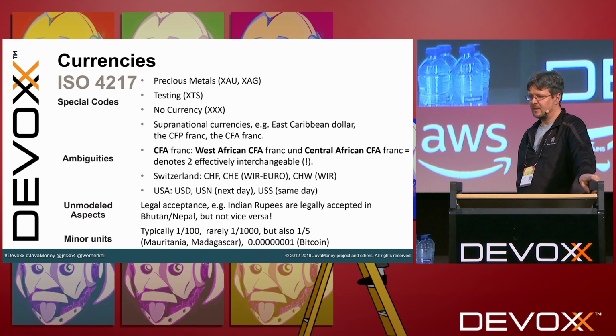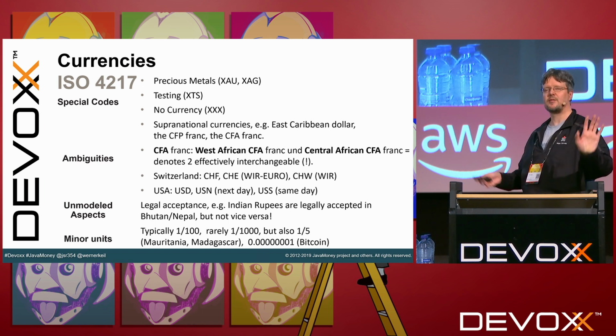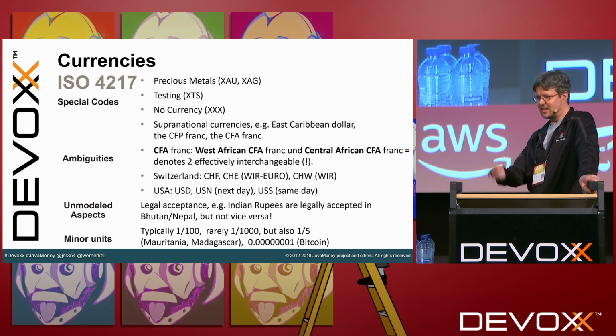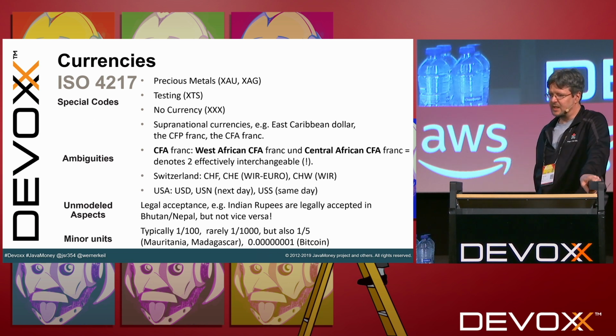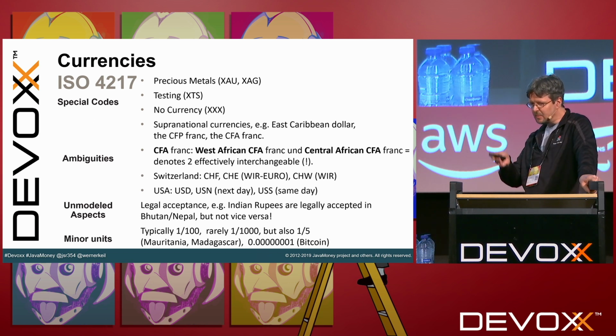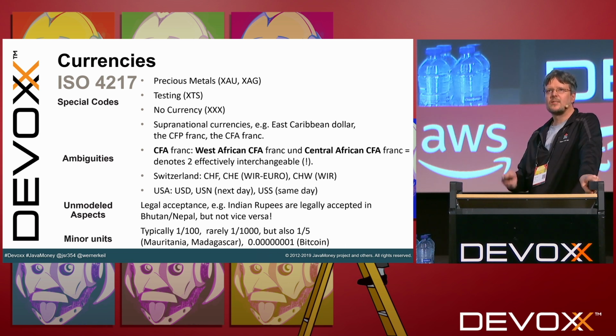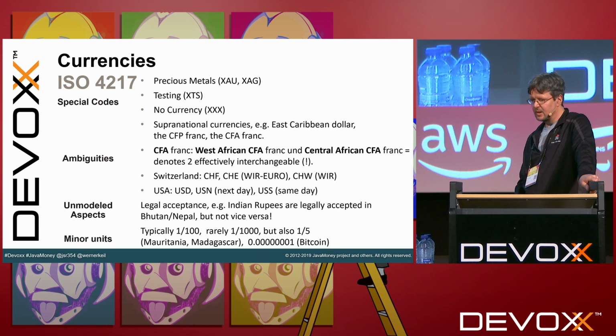There are several special currencies also in the ISO standard. For example, XXX is nothing dodgy or pornographic. It actually means no currency at all. And there are a couple of other ambiguities. For the sake of time, I'm not going into so much detail, but for example, Indian rupees would be accepted in Nepal, but not the other way around. That's a good example where the locale cannot always directly map to the currency either. The minor units are, in most cases, 1 divided by 100, but there are also others. And of course, the most extreme example might be the Satoshi with Bitcoin.